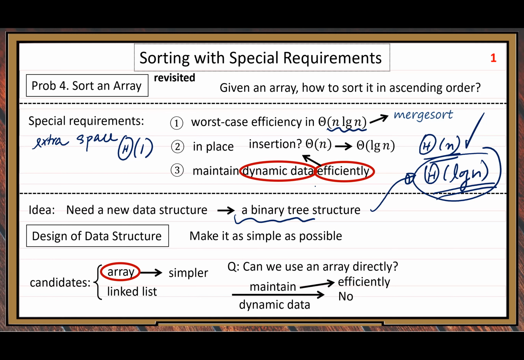But if we just work on an array directly, then those maintenance operations won't be efficient, because you need to shift array elements to make room for a new element. That operation is not efficient. So that kind of operation, you won't get a big theta of log n function. So we have to do some special work on our data structure.